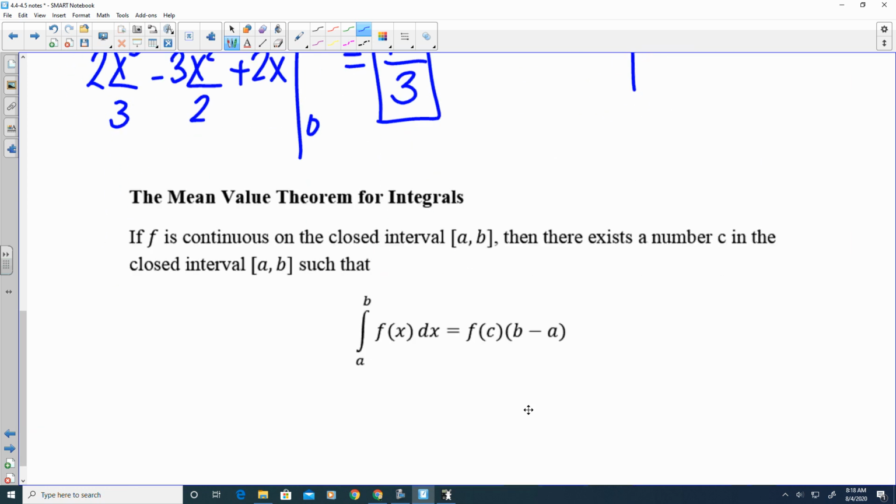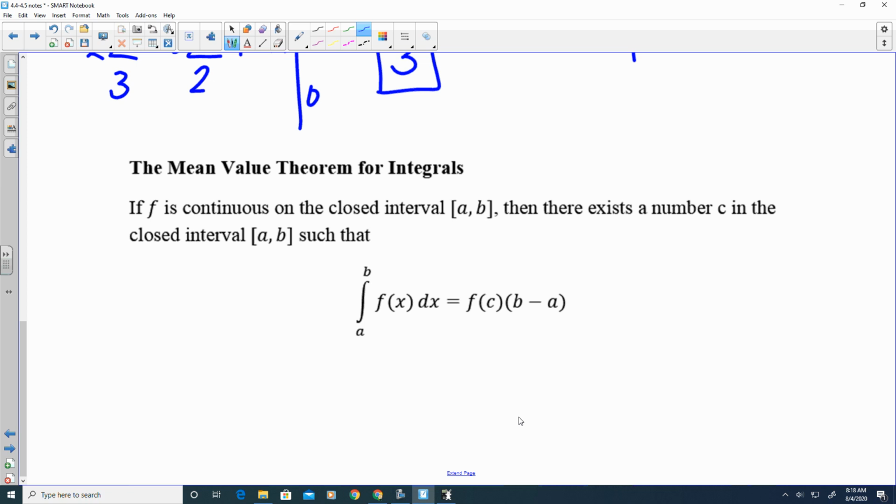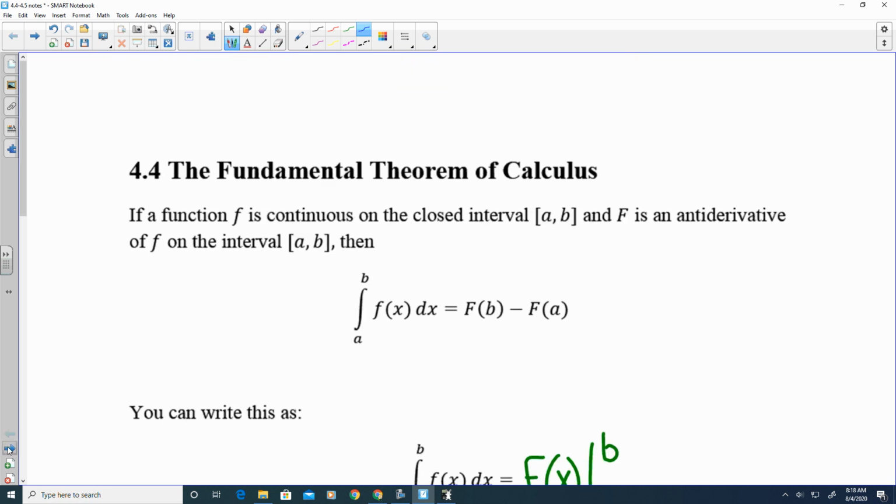Okay, so the mean value theorem for integrals, I know for derivatives it was pretty important. We did a lot with it, but we are not going to do a lot with it for integrals. I'm just going to tell you what it is. We have a continuous function on the closed interval from a to b. There is some number c in the closed interval such that the integral from a to b of f equals f of c times b minus a. Are we going to use that ever?